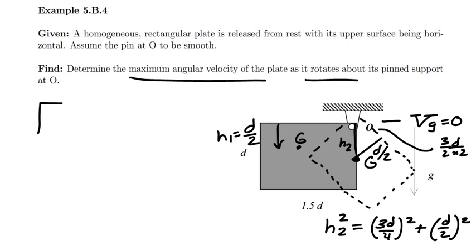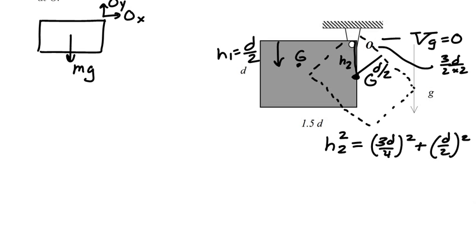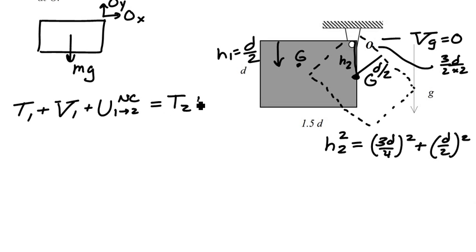I also need to draw a free body diagram for this system. So if I do that, in terms of forces, I'm going to have the weight of this thing, mg, and I'll have some reactions here at point O, which I can call Ox and Oy. The important thing from this free body diagram is there are no forces here which contribute non-conservative work, and so I can write down in this case a relatively simple work energy expression. So here I'll have T1 plus V1, the sum of the initial kinetic plus potential energies, plus the non-conservative work done moving from state 1 to state 2, has to equal T2 plus V2.